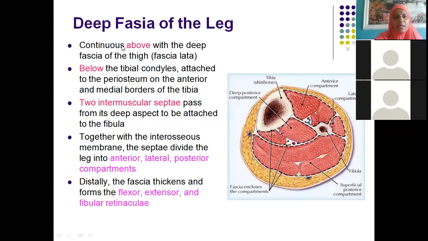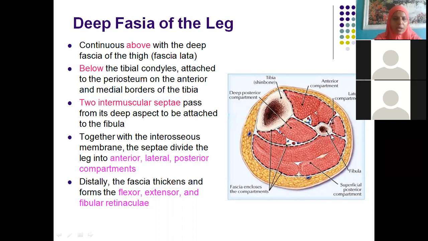Okay. It is continuous above with the deep fascia of the thigh, that is fascia lata. You saw that fascia lata was attached to the tibial condyles, that is, to the periosteum of the anterior and medial borders of the tibia. Then to continue in the leg, we have these two intermuscular septae, which are seen in the deeper aspect, which are attached to the fibula, together with the interosseous membrane.